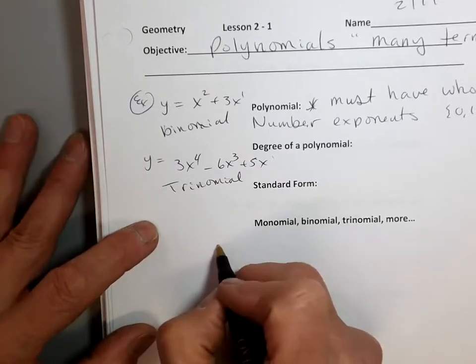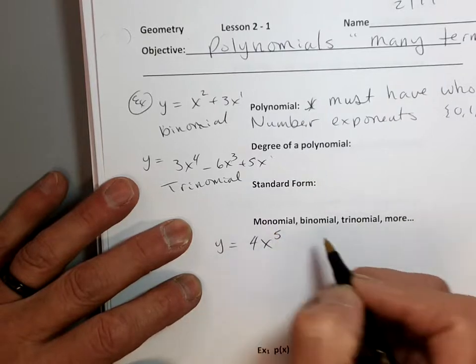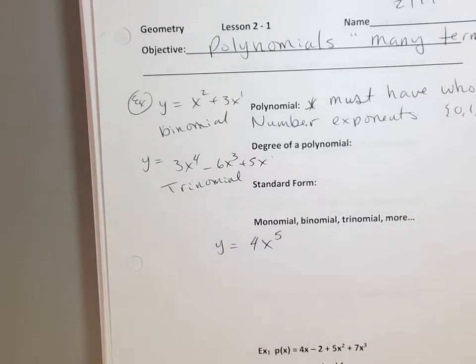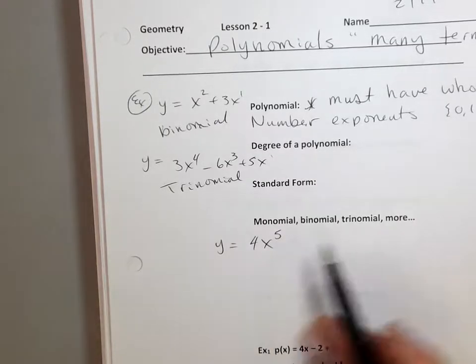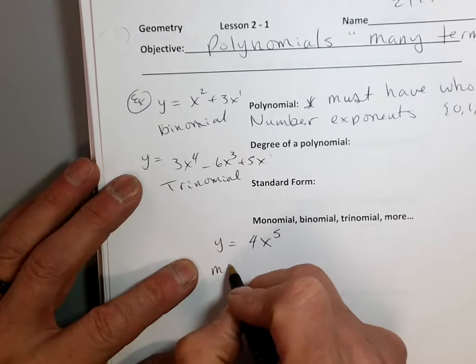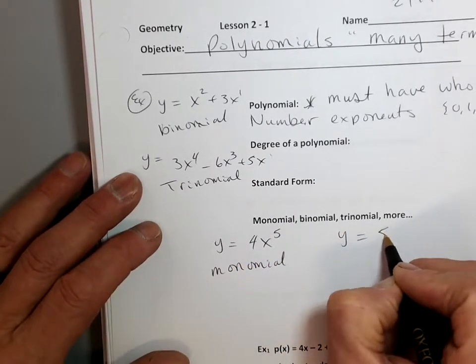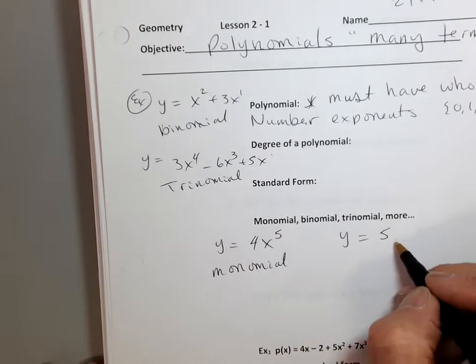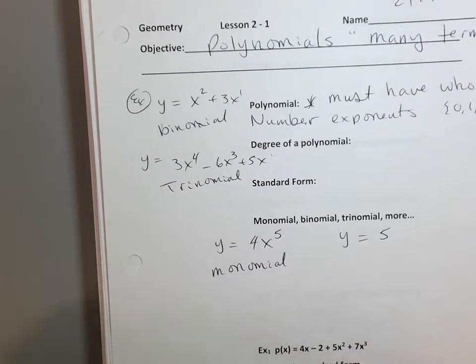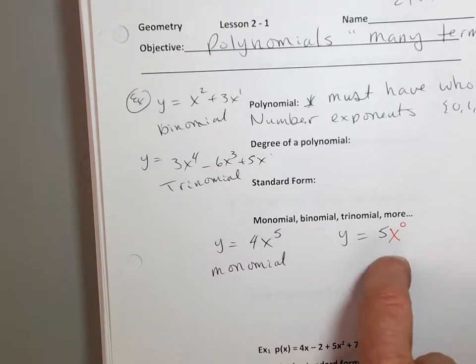If I had y equals 4x to the fifth, that's a polynomial because it has whole number exponents, right? And this would be called a monomial. Even y equals 5 is still a polynomial because you have an invisible x to the 0. So that's still a polynomial, and that would be called a monomial or a constant term.